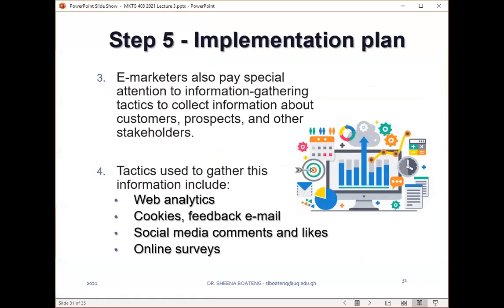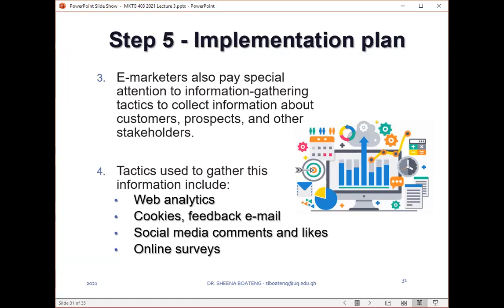Now, still on the implementation plan, we need to pay special attention to information gathering tactics, because it is only through gathering information on our customers, prospects, and other stakeholders that we can be able to tell whether the e-marketing strategy we have put in place is actually working. So some of the tactics we can use to gather this information include web analytics, which is a very popular means by which firms gather all manner of information about their customers and their prospects. We can also talk about cookies and feedback emails.